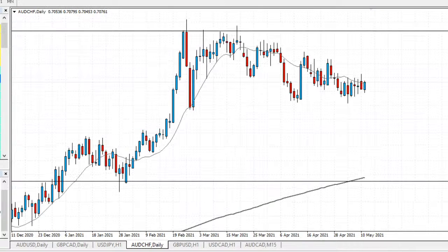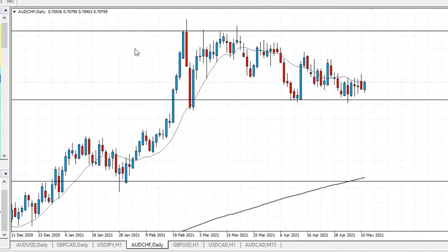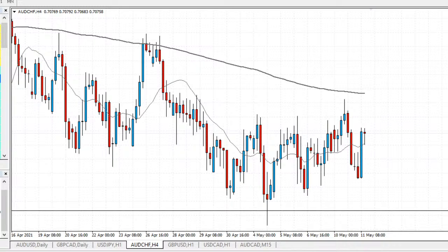We are just losing that momentum to the downside, so it is indicating that potentially we might see a push to the upside. But again, I'm not seeing a clear setup to take advantage of that move there. So we'll move along from AUDCHF, not really seeing much happening there.